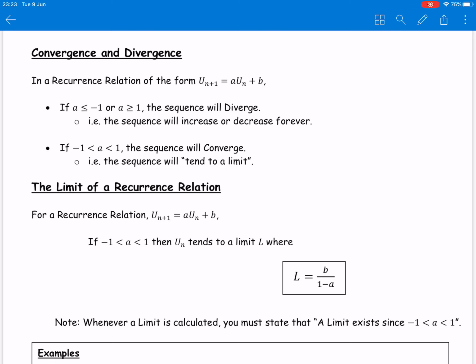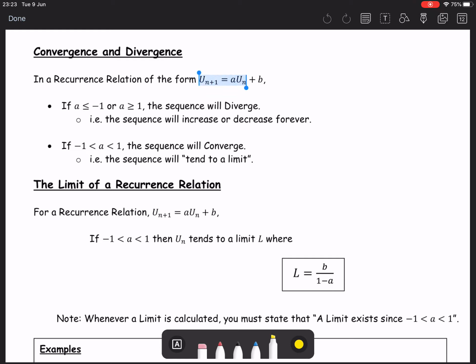Right, fire pupils, next part of our recurrence relations topic, and this time we're looking at convergence and divergence, often referred to as looking at our limit. We're going to look at our linear recurrence relation, u_(n+1) = a·u_n + b. That is our typical linear recurrence relation, and in particular we'll look at our a value. This convergence and divergence all depends on this a value.